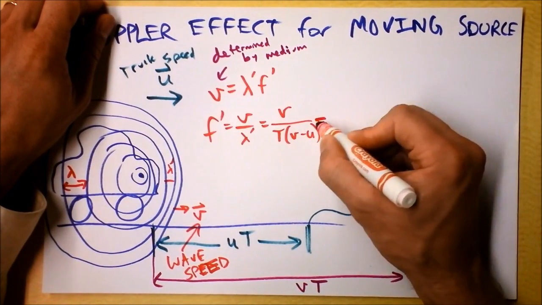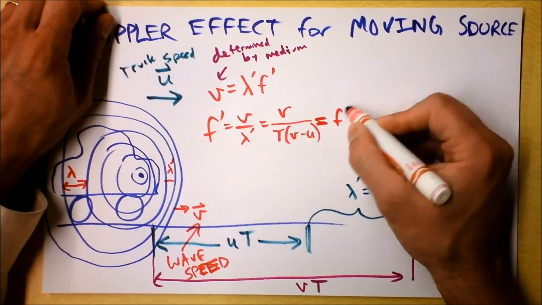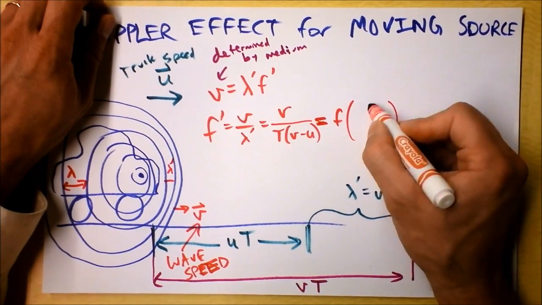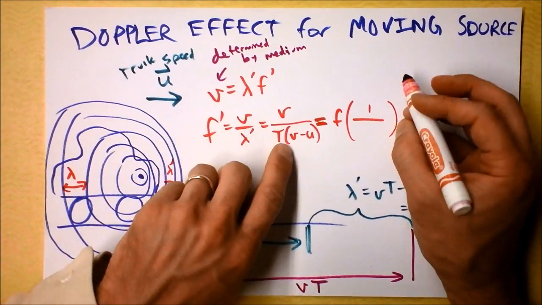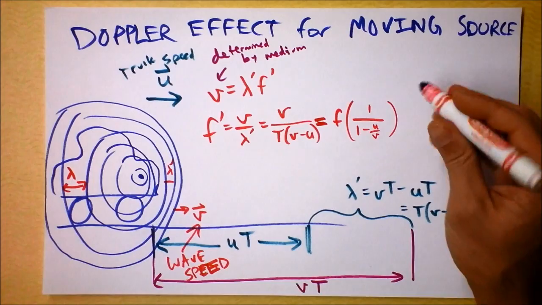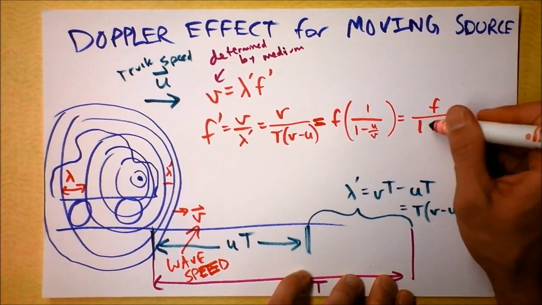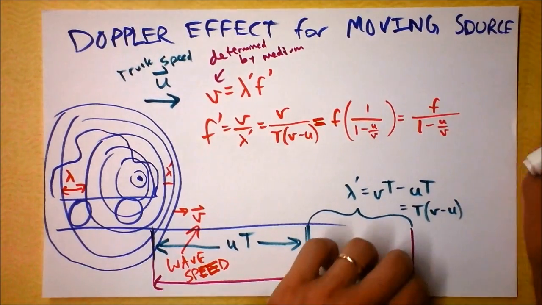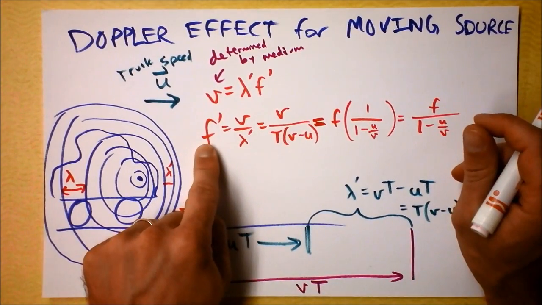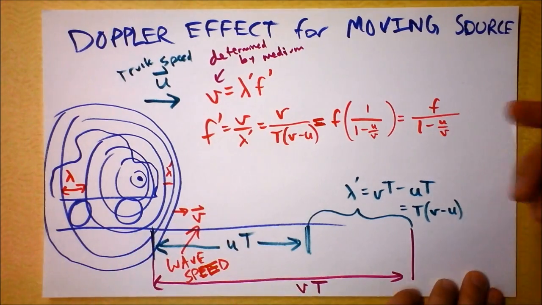Check this out. 1 over T is frequency, so that's frequency times, let's make this in that similar form that we had before. This is going to be 1, and I'm dividing the numerator and the denominator by V, so I'm going to have 1 minus U over V. Beautiful. It's frequency divided by 1 minus U over V. So this shows us that the observed frequency, if you're standing still and the source is moving towards you, is going to be higher.